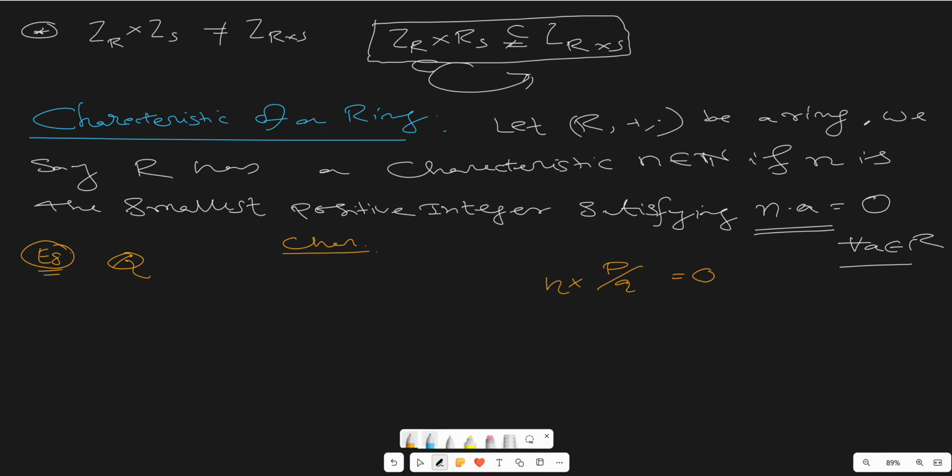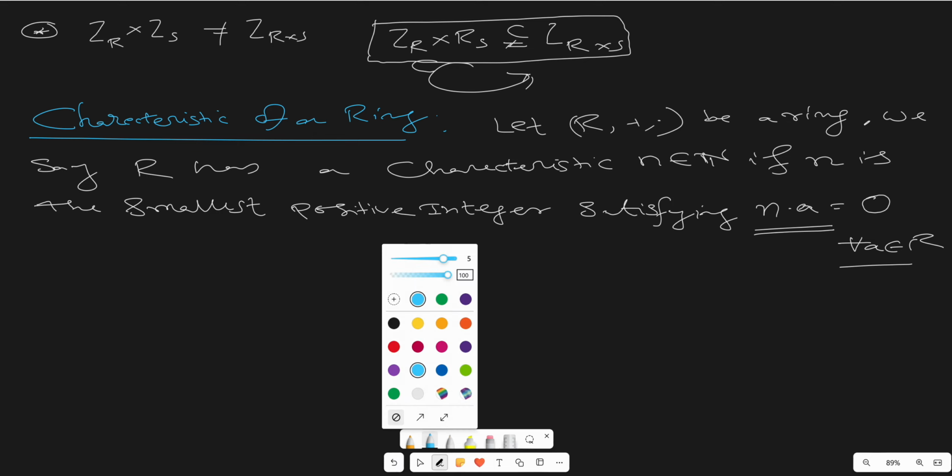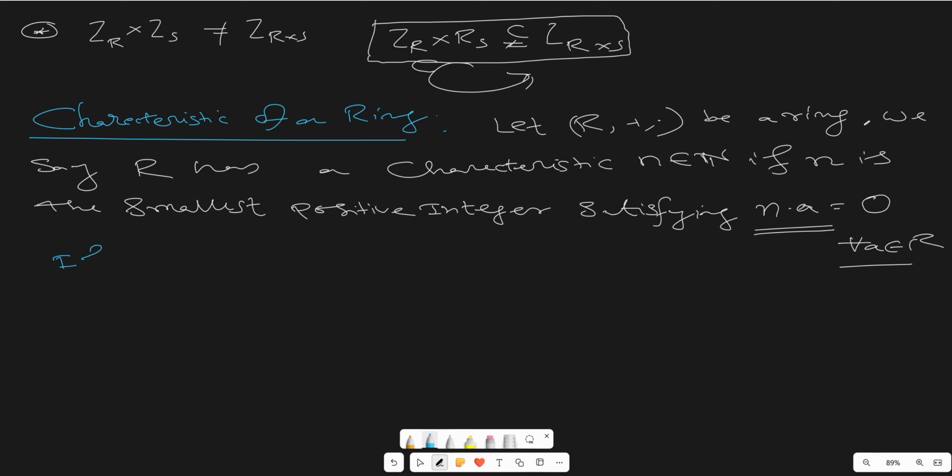Let me mention one more thing here. If no such n exists, this implies the characteristic of the ring is 0. If there is any such n, then we say the characteristic is n; otherwise we say the characteristic is 0.